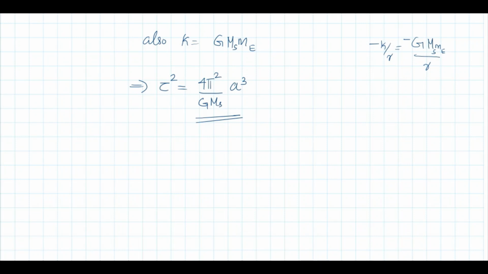So these are the three laws of planetary motion. First one: every planet revolves around the sun in an elliptical orbit with the sun at one of its foci. Second one: areal velocity of the planet is a constant. And third one: square of the period of revolution is proportional to cube of semi-major axis. Thank you.